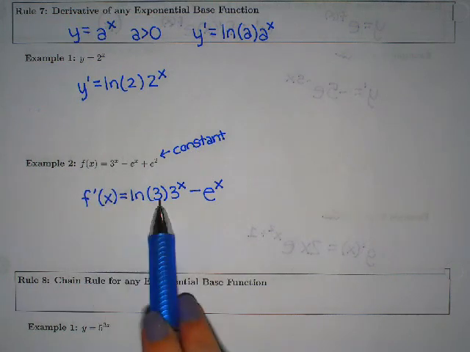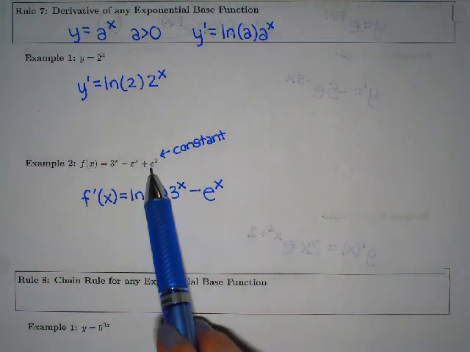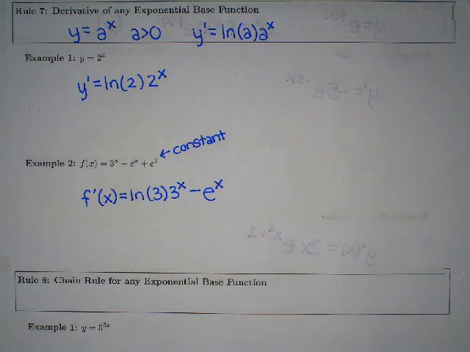Derivative of 3 to the x is ln of 3 times 3 to the x, minus the derivative of e to the x, which is e to the x. Derivative of e squared is just a weird looking number. The derivative of any number is 0.